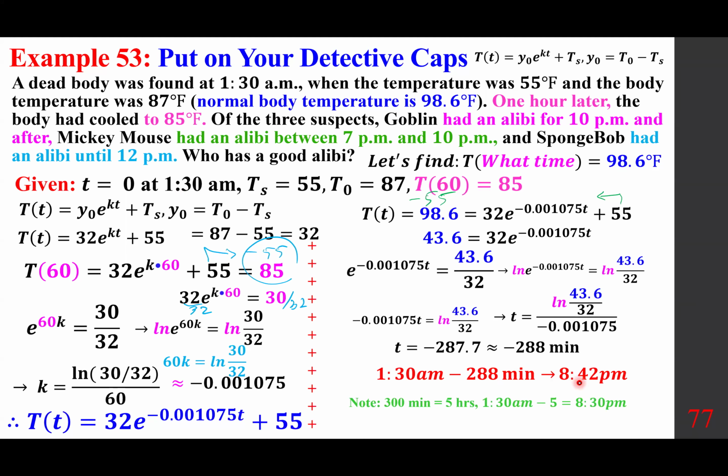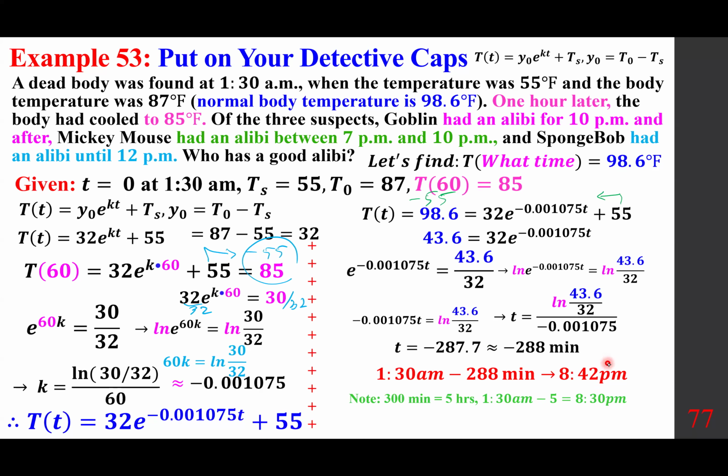And again, note 300 minutes equals 5 hours. 1:30 a.m. minus 5 hours is 8:30 p.m. So the reason we go with 8:42 is because it wasn't 5 hours. If it was, it's 8:30. That's an easy calculation. I want to make sure we understand that 288 is 300 minus 12. That's why you have 12 more minutes, 8:42. So about 8:30, about 8:42, the murder has happened.